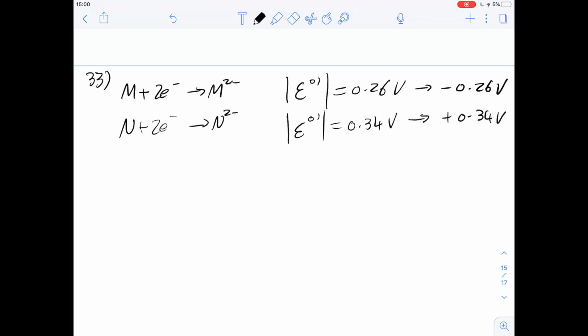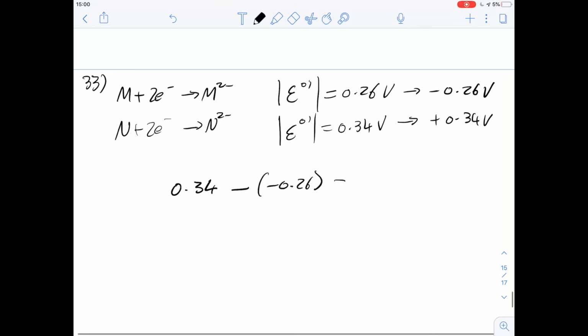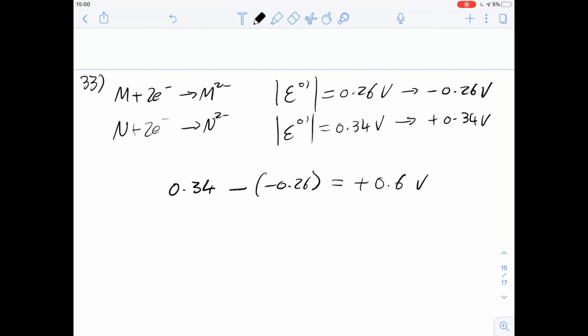Okay, so then we're asked what would the potential of a cell made up from these 2 half cells be? It's actually just going to be the difference between the electrode potentials, so we want to take them away from each other. We've got 0.34 and we want to take away negative 0.26. And that gives us an answer of positive 0.6 volts. And that is answer A. So number 33 is going to be A.